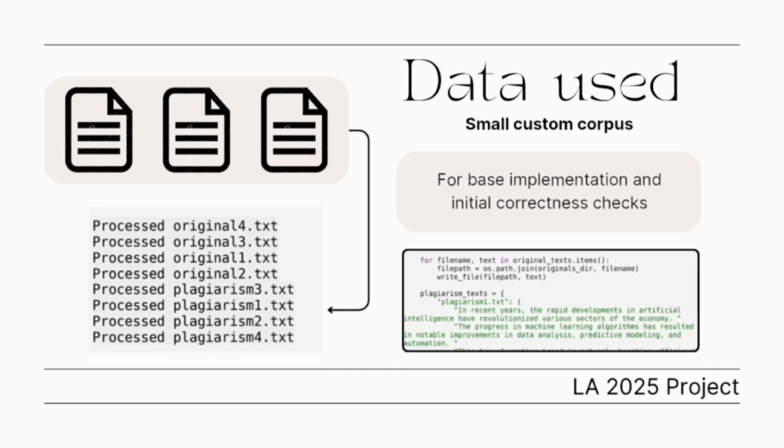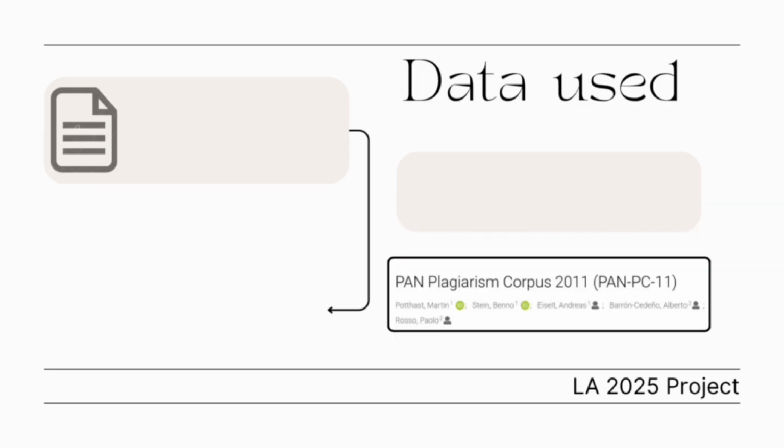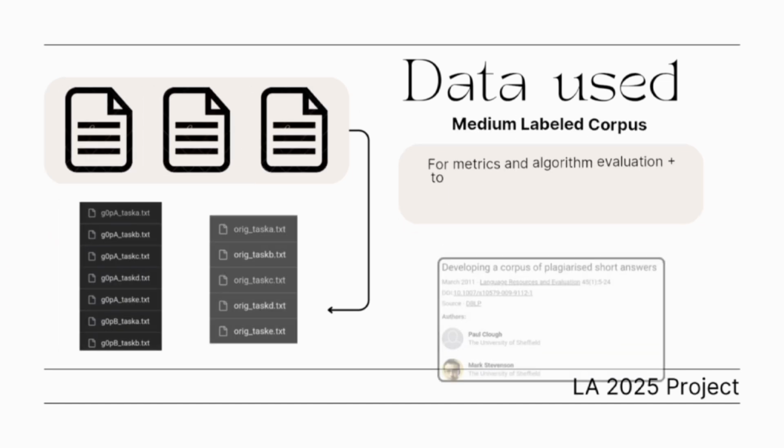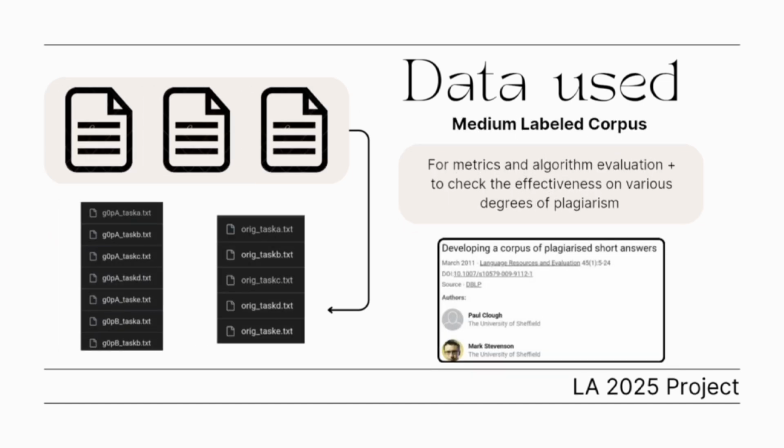One of them, initial, is a small and custom-created corpus which contained about 8 originals and 8 plagiarisms of various degree. Then a benchmark dataset, the PAN Plagiarism Corpus 2011, with a similar structure but a much larger size, to see if larger amounts of unique words and sentences would really help with synonym detection. Finally, for the test metrics, a dataset created by Clough and Stevenson was used.